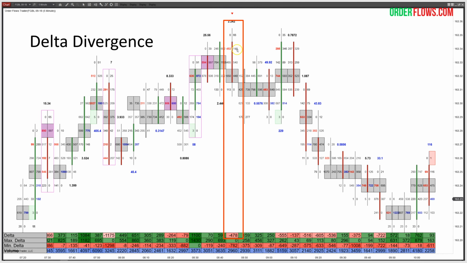This is a delta divergence sell. You've got your new equal high here with your red candle and the negative delta. And you can see how the market sells off.